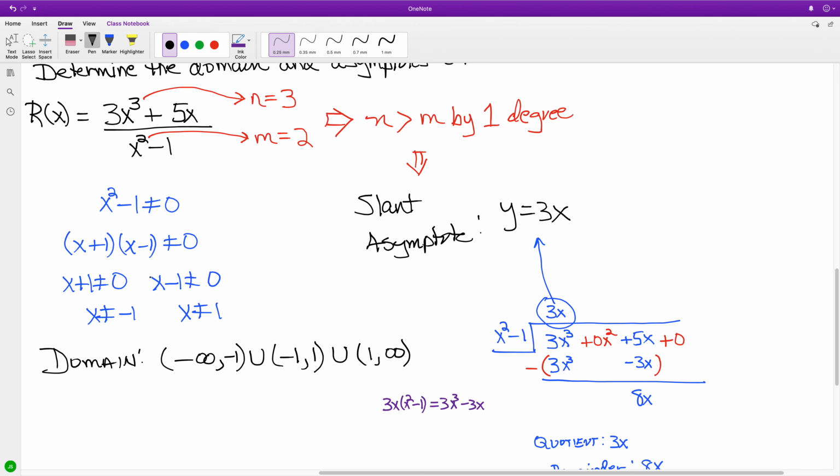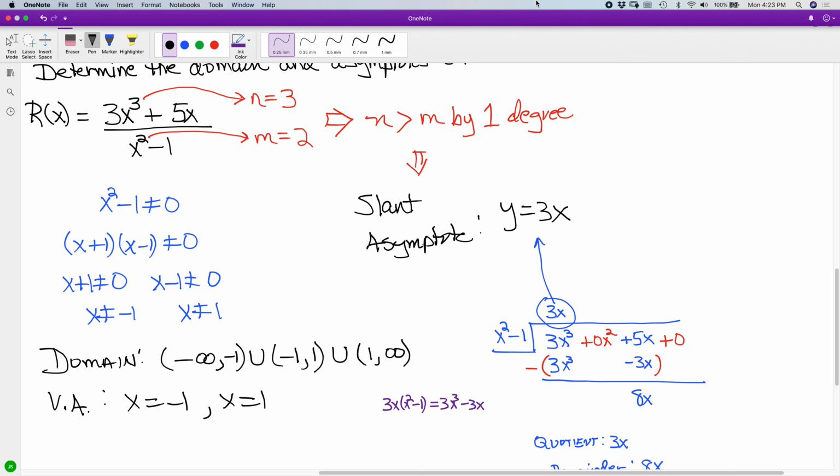And since neither of these factors is a factor of the numerator, those exclusions from the domain are going to become our vertical asymptotes. So altogether, we have 3 asymptotes: 2 vertical asymptotes at x equals negative 1 and x equals 1, and a slant asymptote at y is equal to 3x.